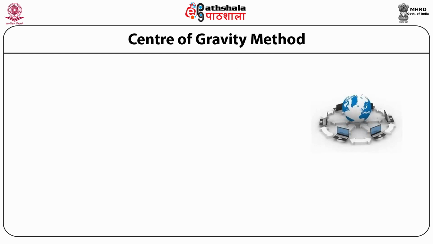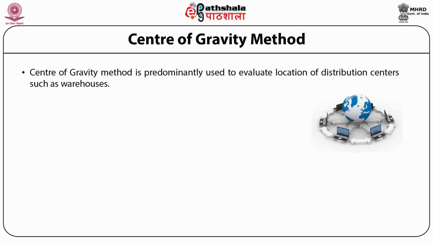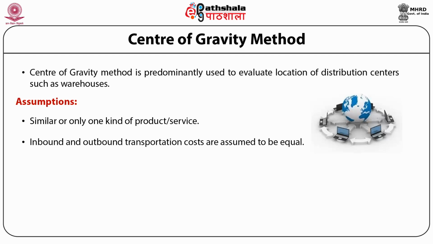Next method is the center of gravity method. The center of gravity method is predominantly used to evaluate the location of distribution centers such as warehouses. This method assumes that the manufacturing facility or service center is providing similar or only one kind of product or service. Also, inbound and outbound transportation costs are assumed to be equal.